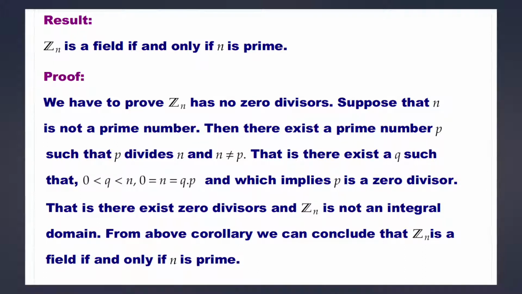Suppose that n is not a prime number. Then there exists a prime number p such that p divides n and n is not equal to p. That is, there exists a q such that 0 < q < n such that n is equal to 0 and this is equal to q·p, which implies that p is a zero divisor. That is, there exist zero divisors and Zn is not an integral domain. From the above corollary, we can conclude that Zn is a field if and only if n is prime.